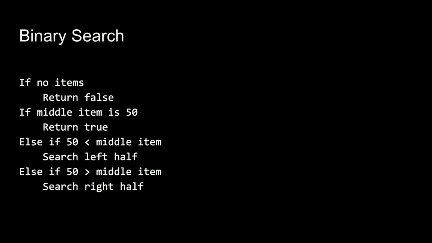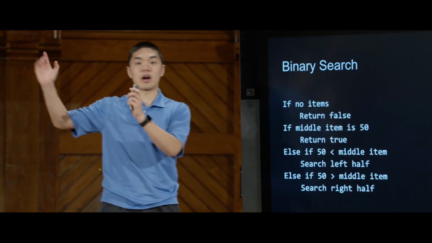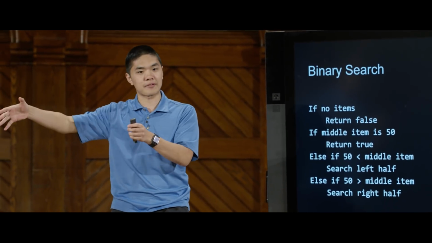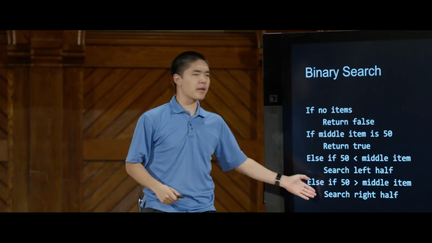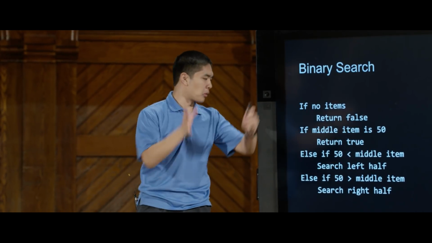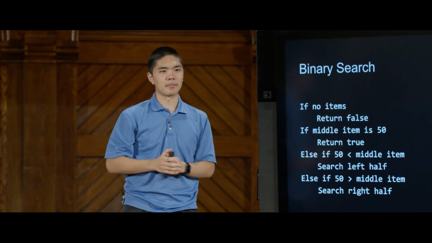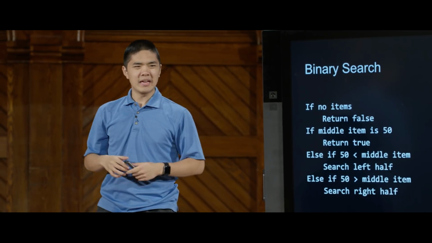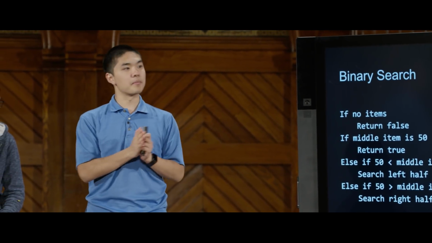Well, if 50 is less than the middle item, then we need to search the left half, because if 50 is less than the middle item, then if 50 is inside of this array, it's got to be in the left half of the array. So we'll search the left half of the array. And otherwise, if 50 is greater than the middle item, then we'll search the right half in order to try and find that number.